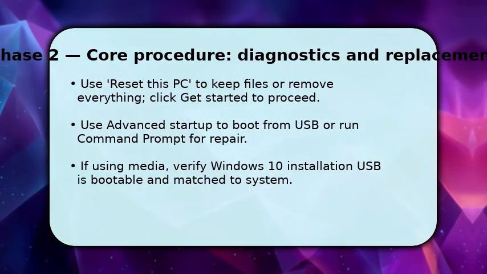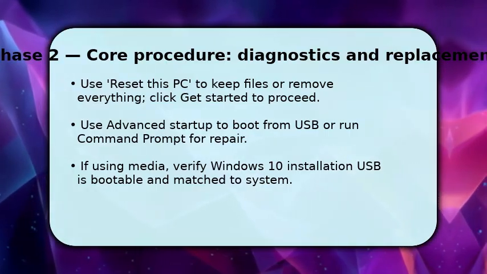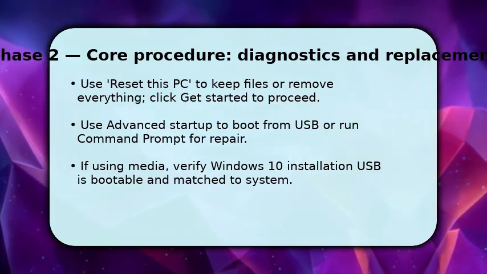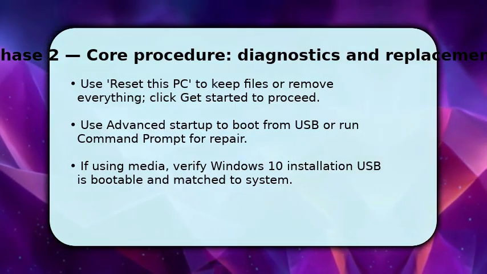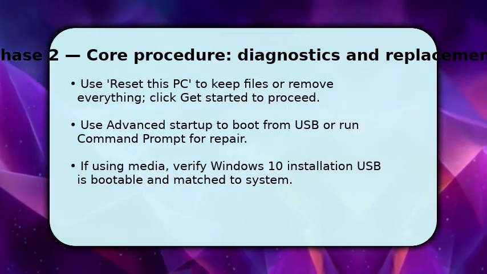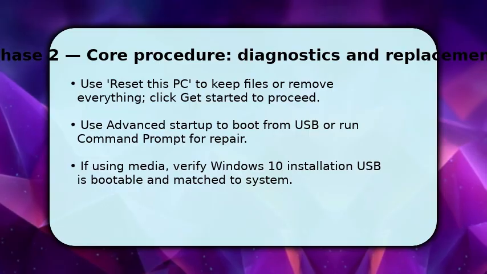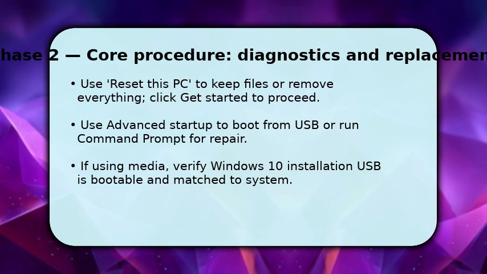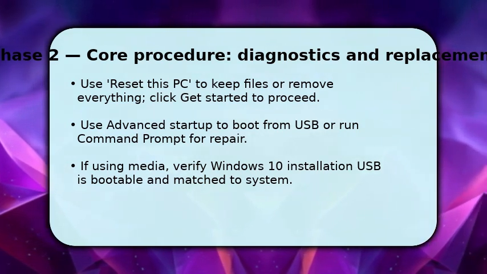Alternatively, select Advanced Startup to boot from a USB, access UEFI, or open Command Prompt for DISM and SFC repairs. Make sure any installation media matches your Windows 10 edition and is bootable, then begin the operation by following prompts. Choose local reinstall or cloud download and confirm data removal level.